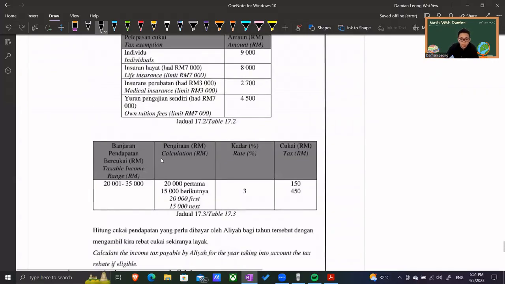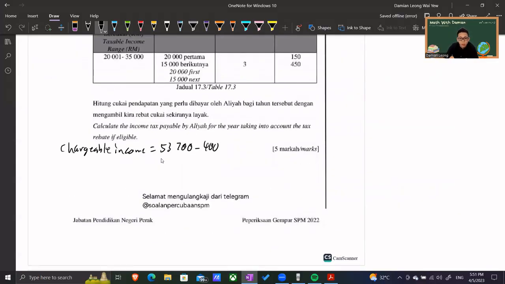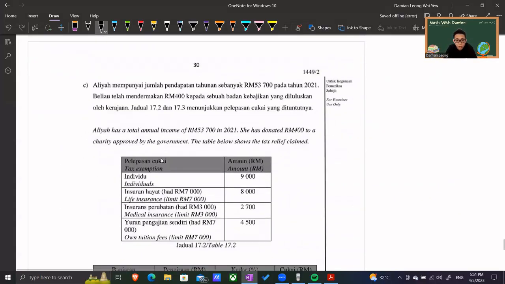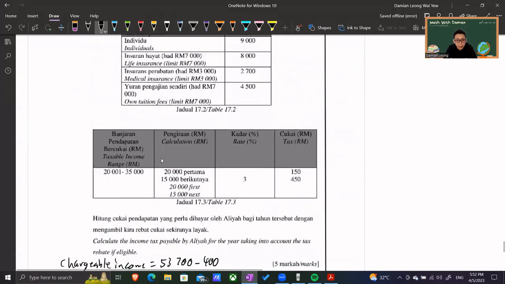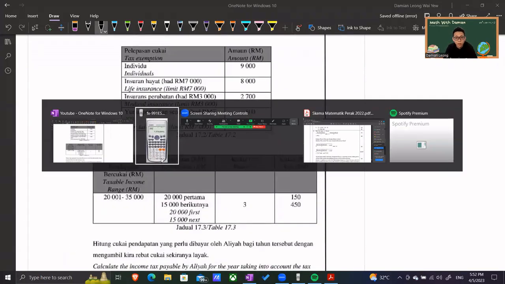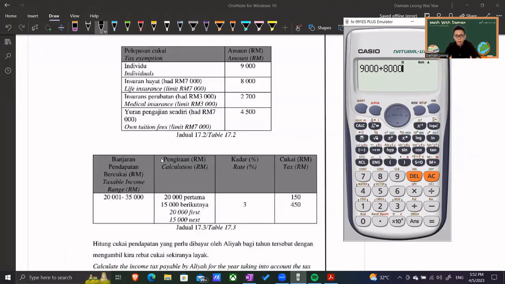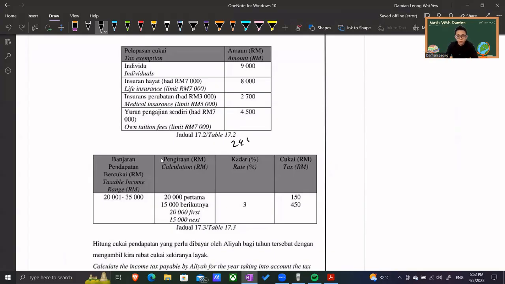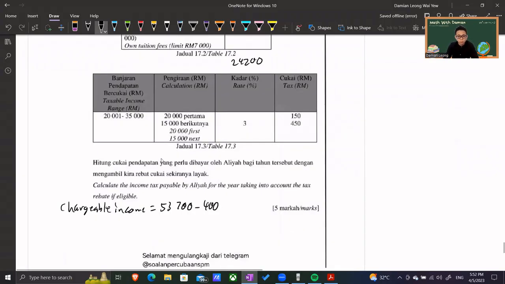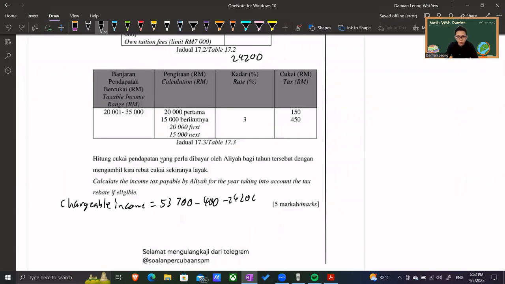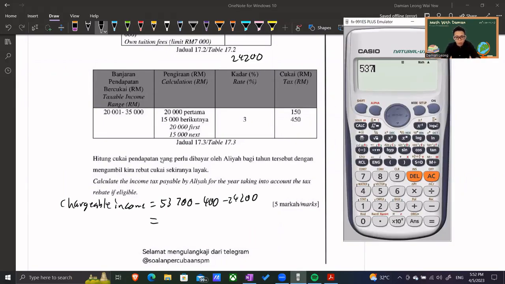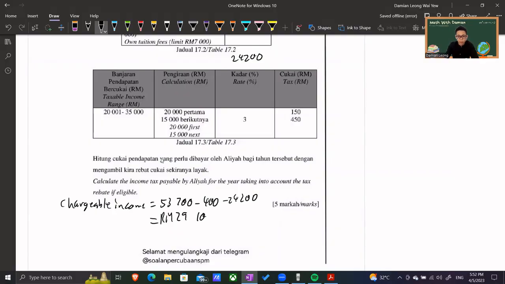So the 400 is a deduction. Yeah, 400 donation, then minus all the tax relief. Total tax relief here, let's add up 9,000 plus 8,000 plus 2,700 plus 4,500, 24,200. So minus 24,200. 53,700 minus 400 minus 24,200 is 29,100 ringgit. That's the chargeable income.